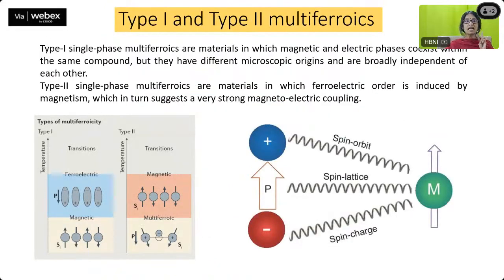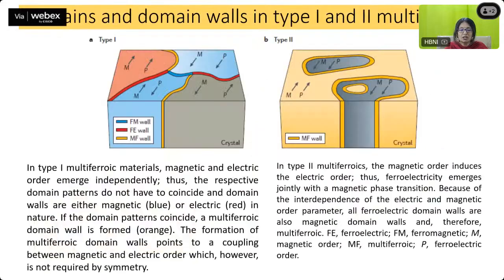So now there are two different types of multiferroics. One is type 1 and the other is type 2. So what is type 1? In this, magnetic and electric phases coexist within the same compound, but they have different microscopic origins and they are broadly independent of each other. Whereas type 2 are single phase multiferroics and the materials in which the ferroic order is induced by magnetism, which in turn suggests a very strong magnetoelectric coupling. So you have to understand, this magnetoelectric coupling is very strong in case of type 2 single phase multiferroics, but this is not that strong in case of type 1, because in this case they have different microscopic origins and they are broadly independent of each other.